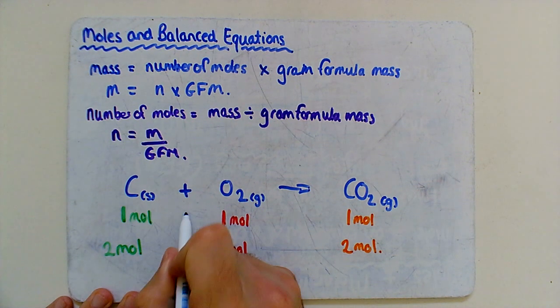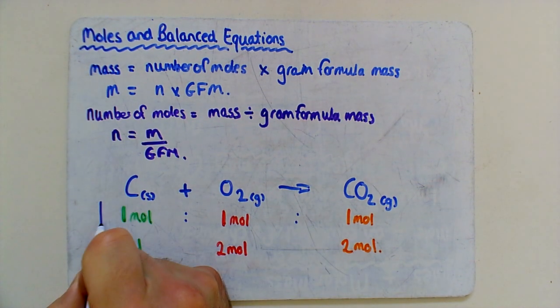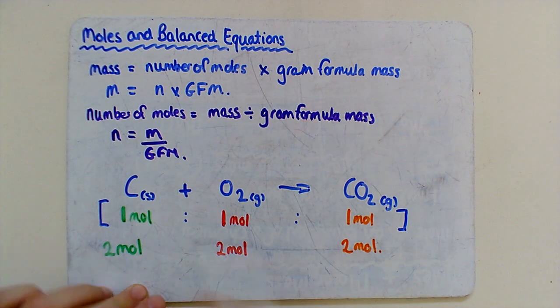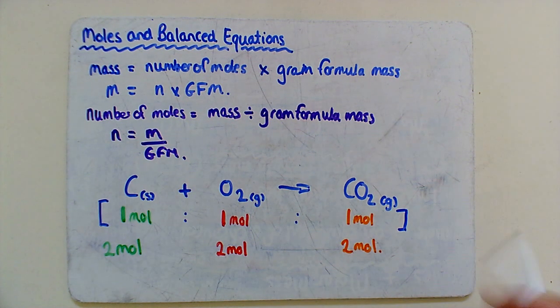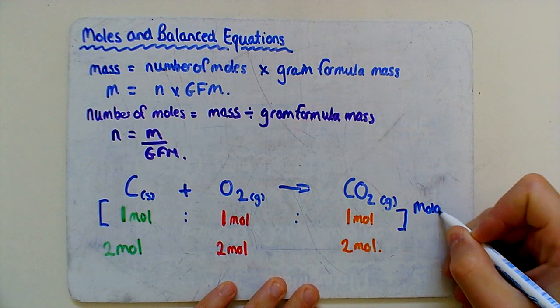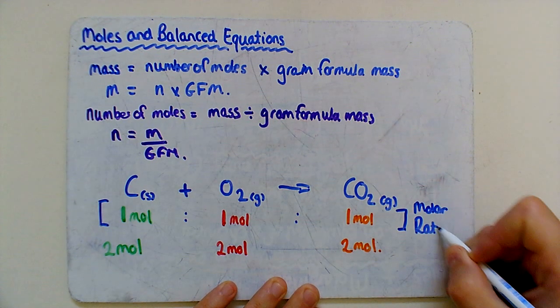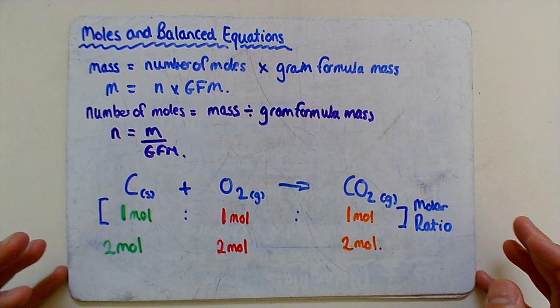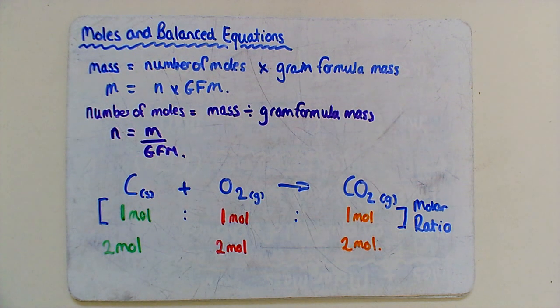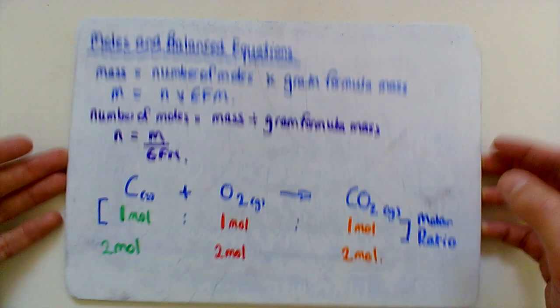And importantly, looking at the numbers in front, we call that the molar ratio. The molar ratio. It's nothing to do with teeth. Molar just relates to moles. So whenever we look at the equation, that is just looking at the numbers in front of each one. And remember, if there isn't a number, it's 1. So what we'll do now is look at another few equations, and we'll look at using the molar ratio.